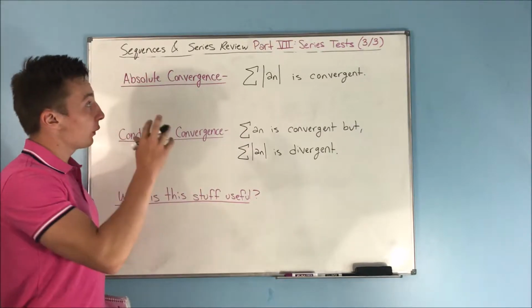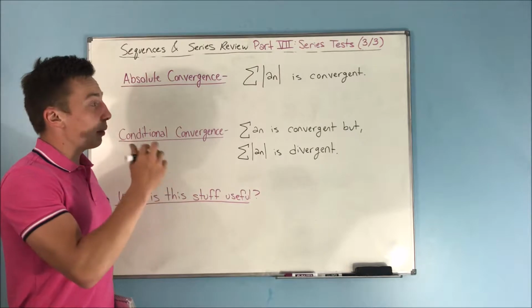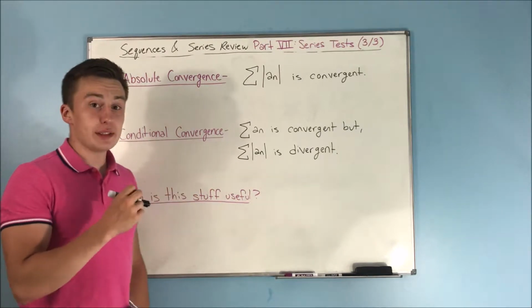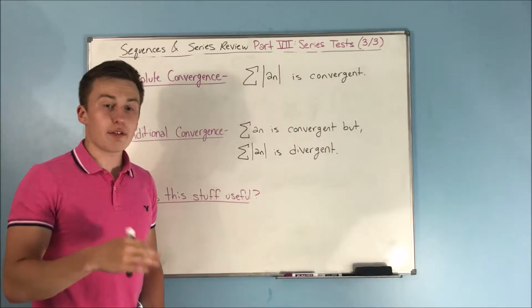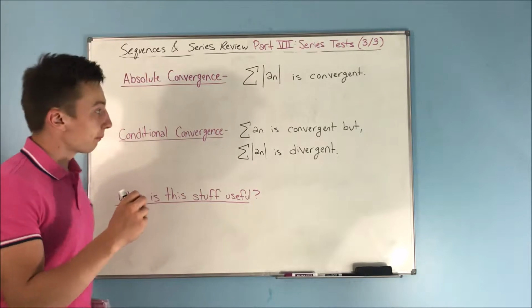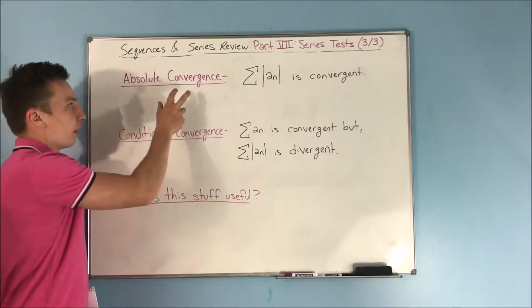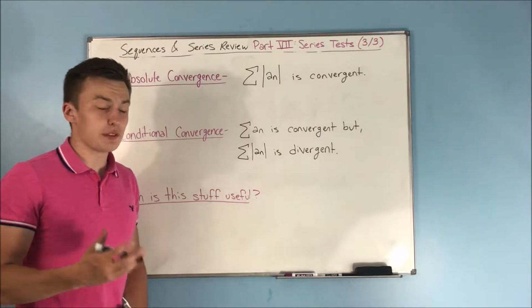Alright, so this video is going to be part 7 of our sequences and series review. This is going to be the third video out of 3 on our series tests. So just trying to see if a series is going to converge or diverge, and we have our last 2 tests to go over, the ratio test and the root test. First, I want to go over absolute convergence and conditional convergence, what we're talking about there, and why they're useful.